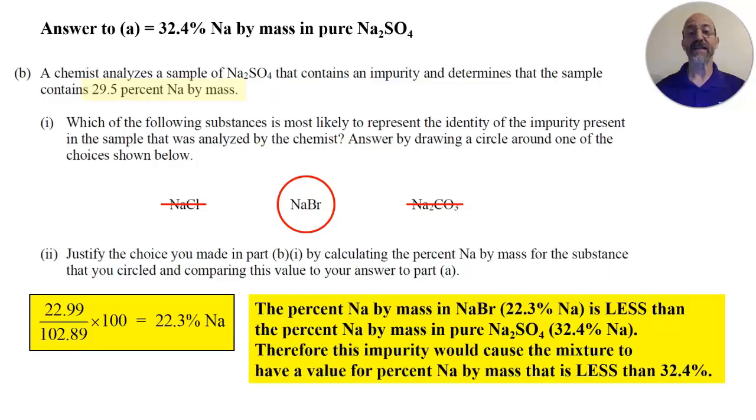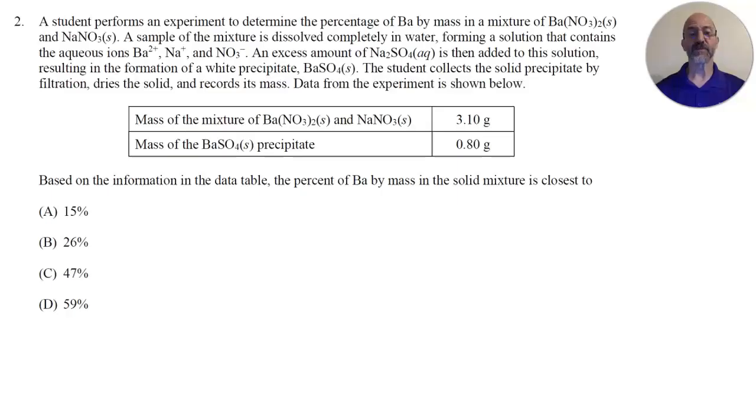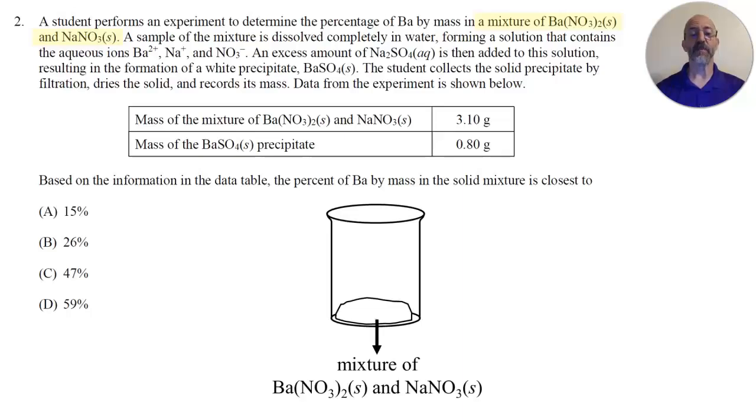Now let's take a look at our next practice problem. This is question 2. Question 2 is a multiple choice question, and it begins with a student performs an experiment to determine the percentage of barium, Ba, by mass in a mixture of solid barium nitrate and solid sodium nitrate. So here is a beaker with a mixture of solid barium nitrate and solid sodium nitrate.